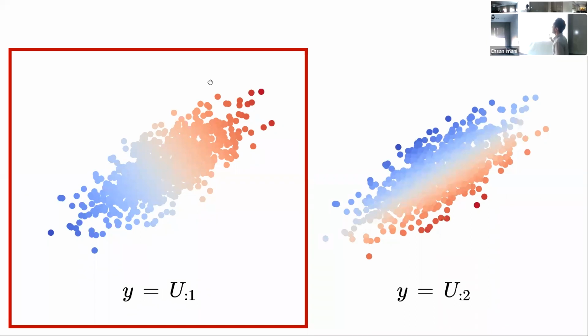And this is what happens if you set the label vector to the first singular vector. On the right, the labels vary in the direction where the data is less elongated, it's closer together. And you can see that the labels vary from negative numbers on the upper left to positive numbers on the lower right. And this is what happens if you set the label vector to the second singular vector.